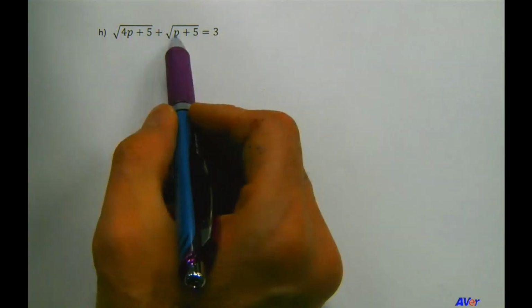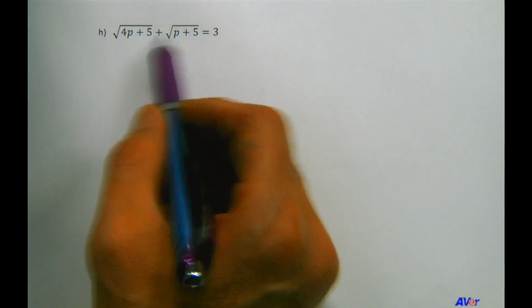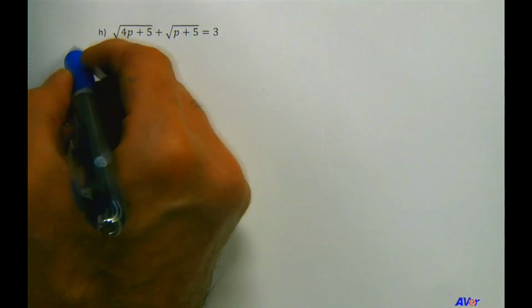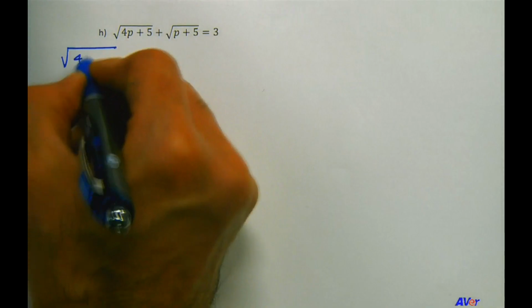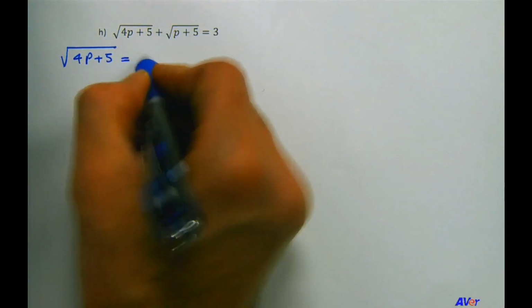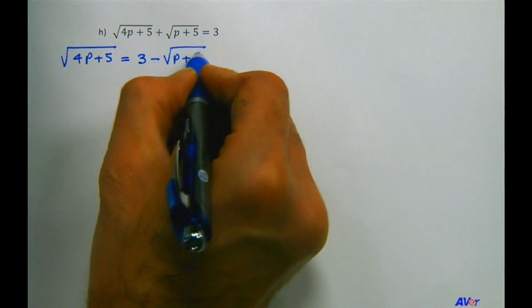Okay? So, we have two radical expressions. Are they on opposite sides? No. So we've got to move one of them to the other side. Does it make any difference which one? No. As long as they're on opposite sides of the equality, we're doing okay. So square root of 4p plus 5, I'm going to move this one to the other side, equals 3 minus square root of p plus 5.